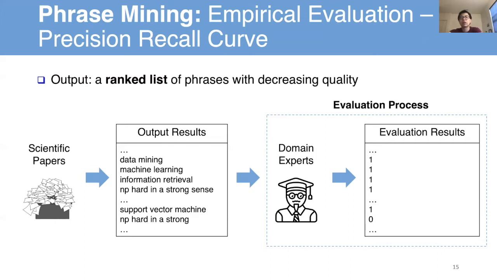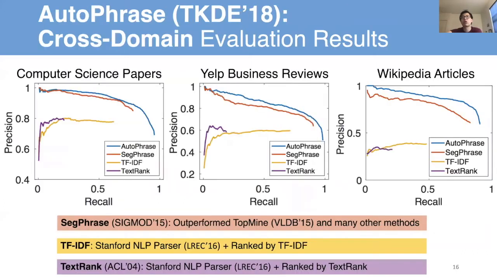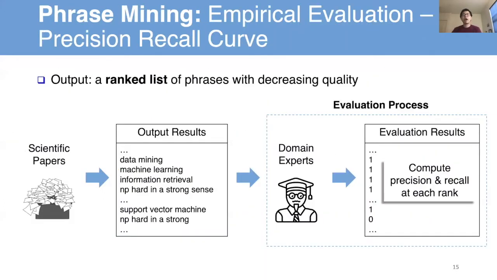During this evaluation process, the experts are encouraged to use a search engine like Google to better understand those phrases they are not very familiar with. Based on the expert evaluation results, we compute the precision and recall at every rank, and then we can draw the curve of the precision and recall. In an ideal ranking result, the precision recall curve should look like this. It's kind of a rectangle.